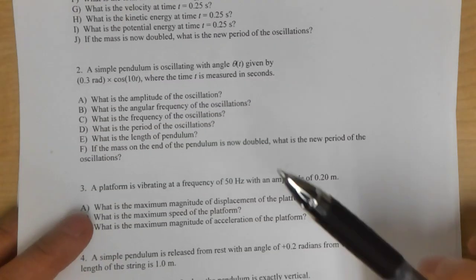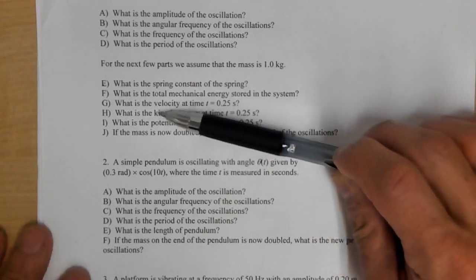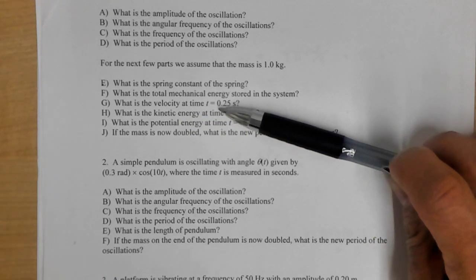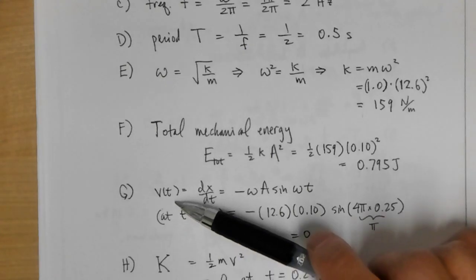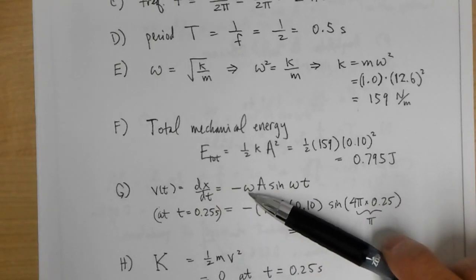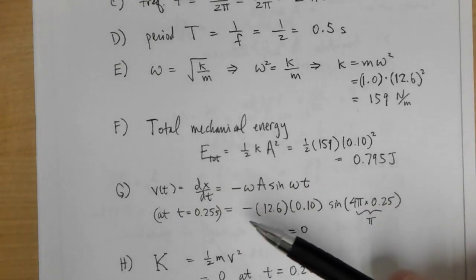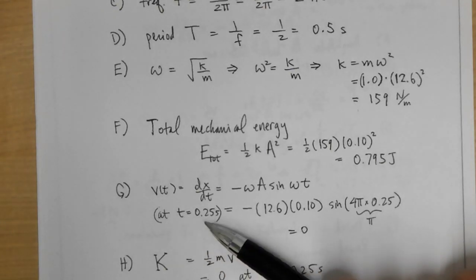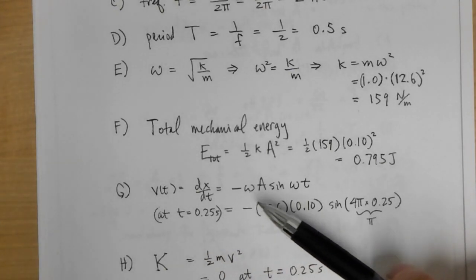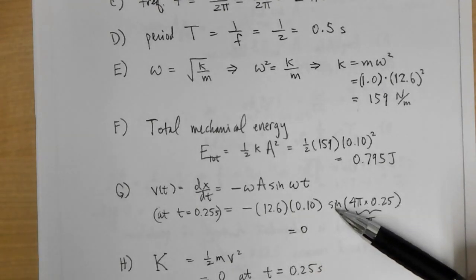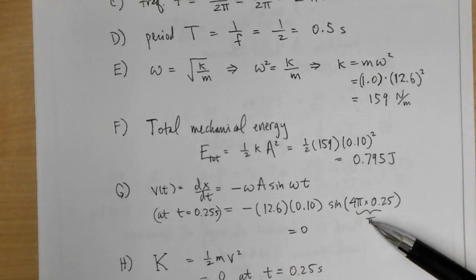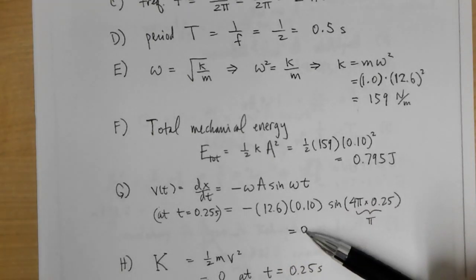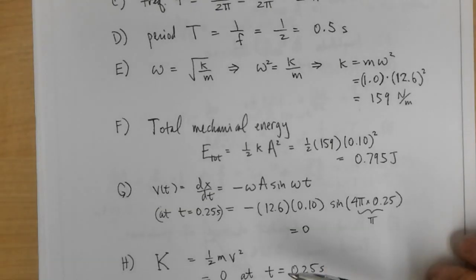Now, the next thing we're asked is, what is the velocity at t equals 0.25 seconds? The x component of the velocity is minus omega A sine omega t. This is on your equation sheet. Now you stick in t equals 0.25 seconds, omega is 12.6, A is 0.1. Don't forget the minus sign. And we take the sine of 4 pi times 0.25, which comes out to pi. The sine of pi is equal to 0, so the whole thing is 0.